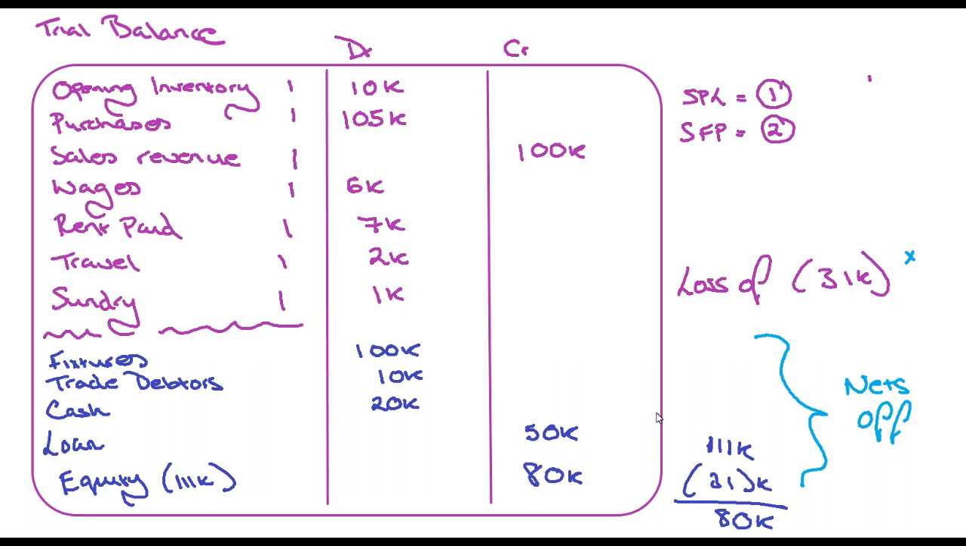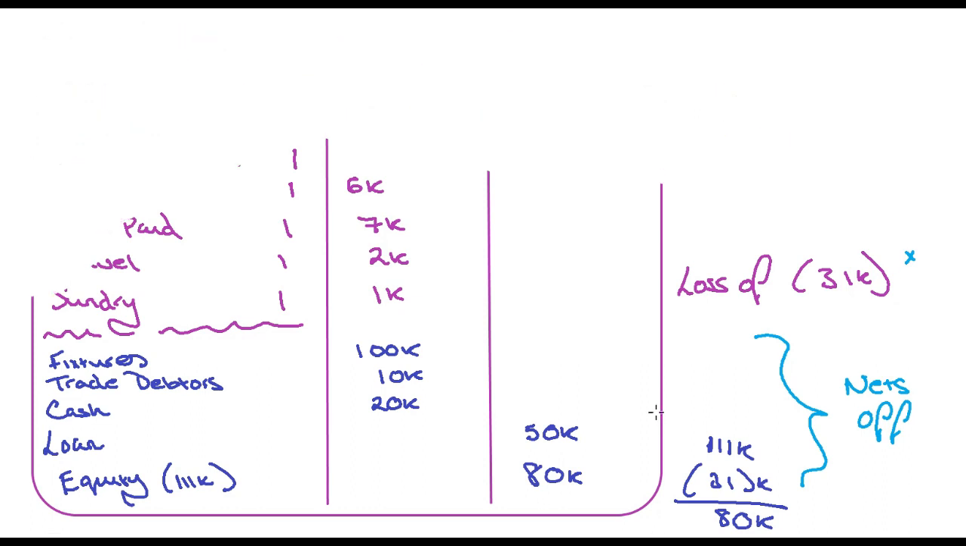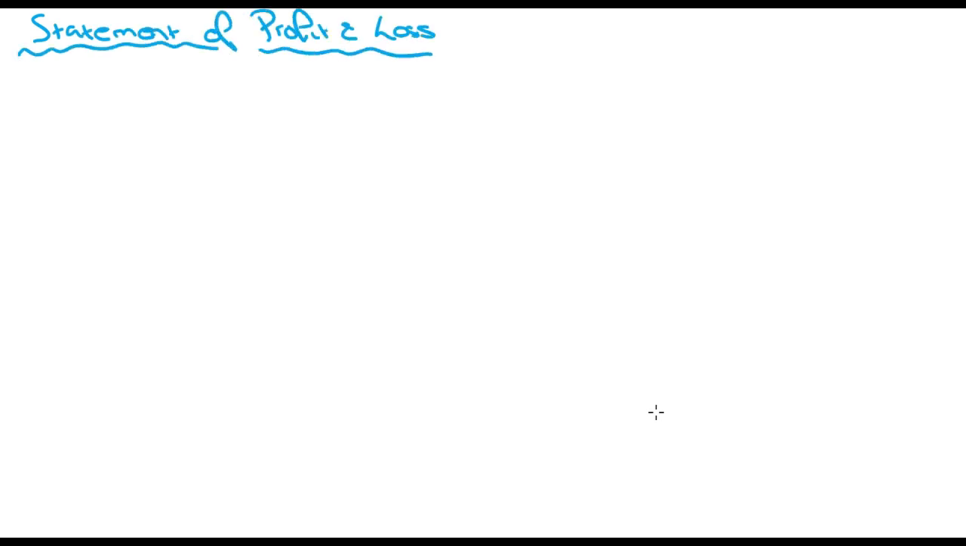So let's have a look at the layout that they show you at AAT for the statement of profit and loss. They refer to this as SPL a lot of the time. So what we have is sales revenue, and we're just going to have a debit over here and a credit over here. So sales revenue is a credit in the statement of profit and loss. So that will appear over here.